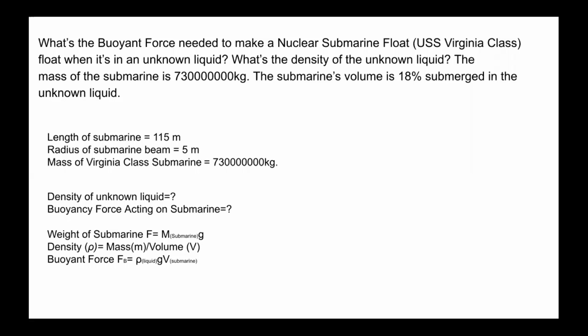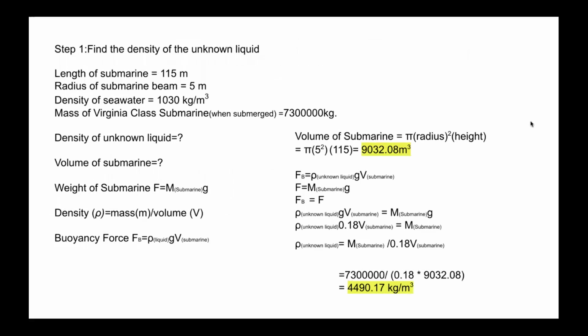If you look in the bottom left corner of the slide, the three principles are restated, as we'll be using these three principles and formulas again in this problem. The first thing to do is find the density of the unknown liquid. To find the density of the unknown liquid, we have to use the weight of the submarine and buoyancy force formulas.